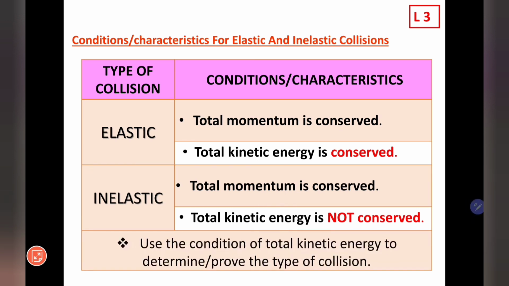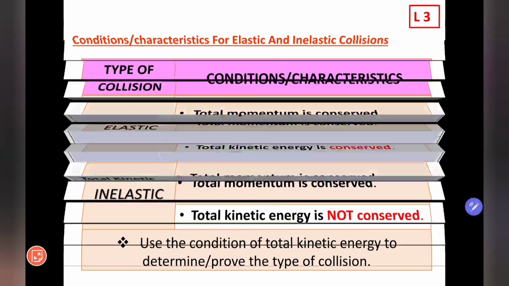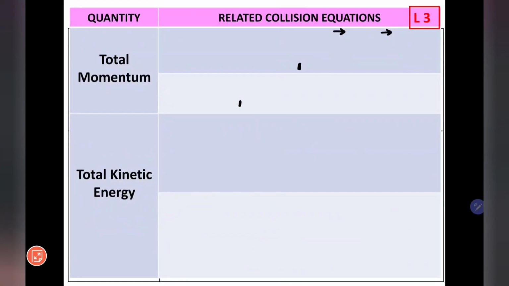So normally we just use the condition of total kinetic energy to determine or to prove the type of collisions, because according to momentum, for both types of collision the total momentum is still conserved. All these characteristics can be simplified by using an equation. So what is the equation?